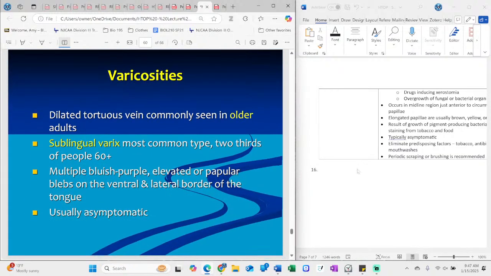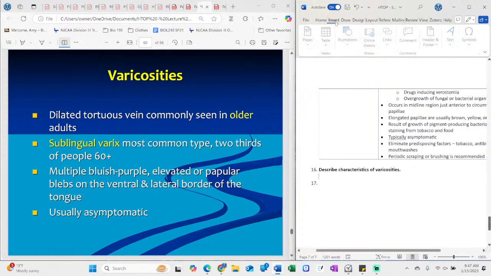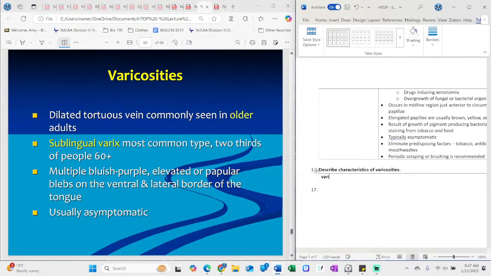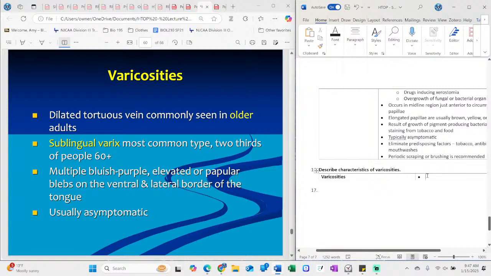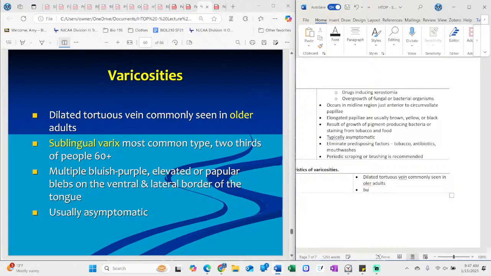Varicosities. Varicosities are dilated tortuous veins that we see in the back of the legs. We see them also in the oral cavity. These are commonly seen in older patients because of the weakening of the blood vessel walls and loss of tone in the surrounding connective tissues, which causes dilation of the blood vessels, leading to varicosities. So sublingual varicosities are the most common type that you will see in the oral cavity in old patients, typically over 60 years of age.